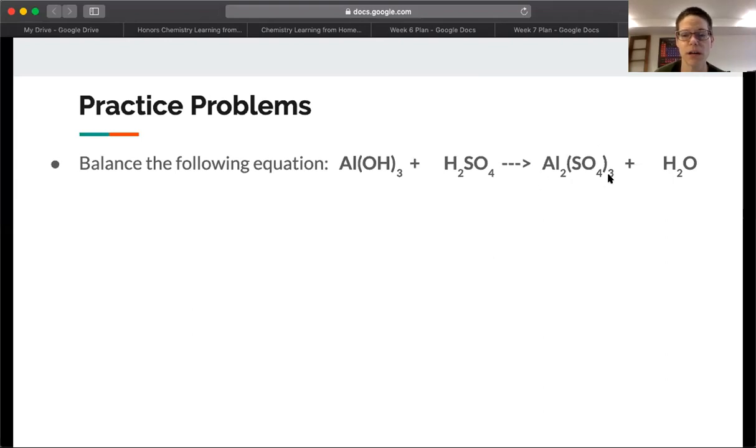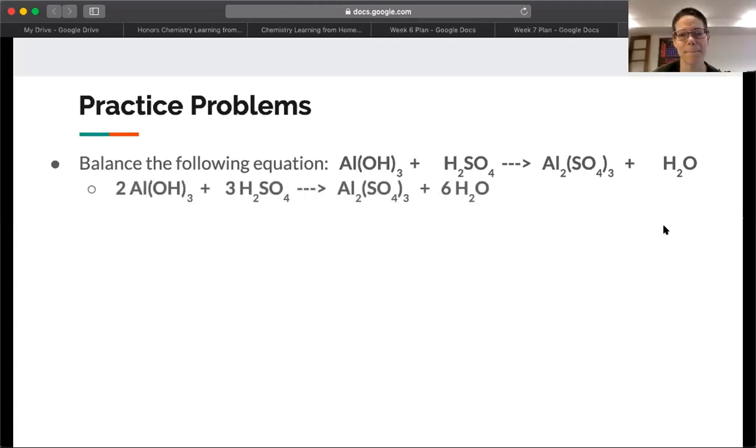This one, the aluminum sulfate, does not need a coefficient. So what are you putting in front of the aluminum hydroxide? 2. And in front of the sulfuric acid? 3. Yeah, the 3. And in front of the water? 3. Yeah, that's the annoying one.